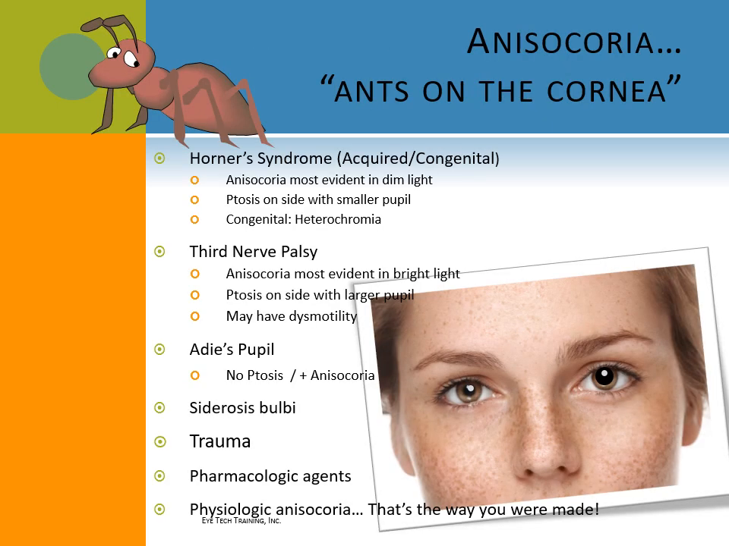Anisocoria means the patient has more than a millimeter difference in size between their two pupils in ambient light. Now you might see the phrase across the top of the slide here that says "ants on the cornea." I have a funny story about that.